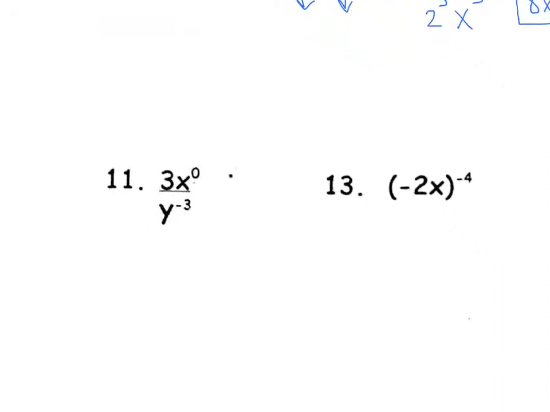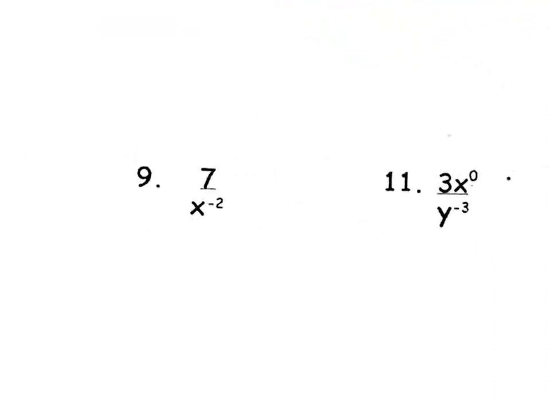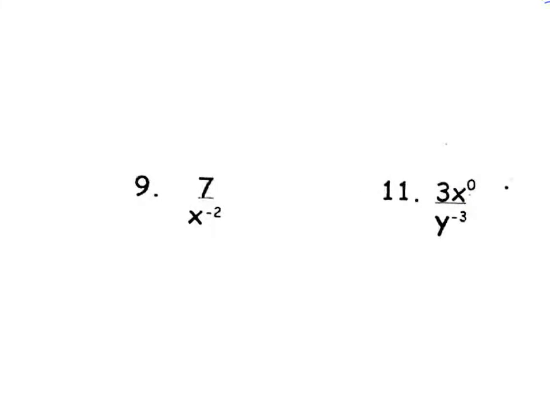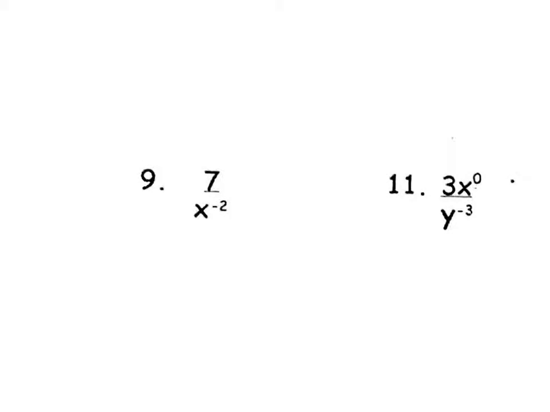So let's look at some more examples here. Number 9. With number 9, you notice that the negative exponent's on the bottom. It doesn't matter if the negative exponent is on the top or on the bottom. Anytime you move it across the fraction line, whether it's top to bottom or bottom to top, it is going to change the exponent to a positive.